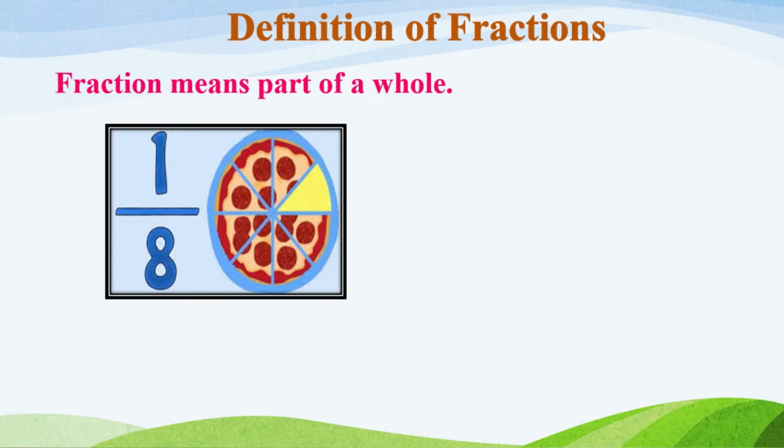Fraction means part of a whole. Your whole is divided into 8 equal parts. That means 8 is the denominator here. That is the lower part. How many pieces do you take? You take one piece from that. So 1 is the numerator here. That is the upper part. Here 1 indicates the number of equal parts considered. 8 indicates the total number of equal parts the whole is divided into. Therefore 1 is the numerator, 8 is the denominator.